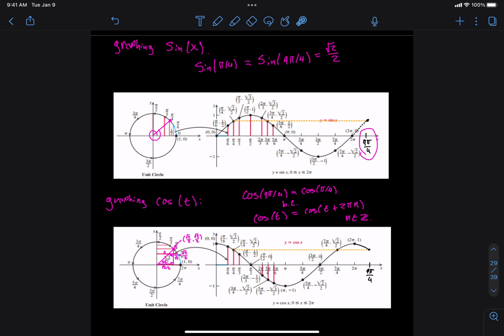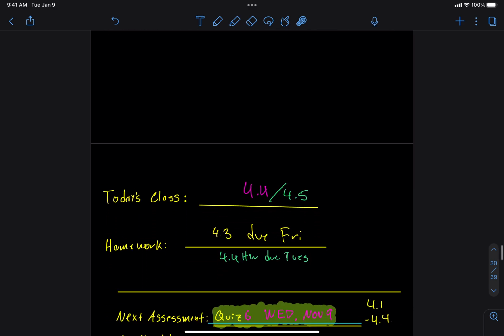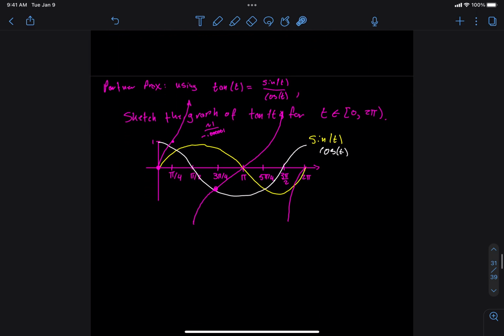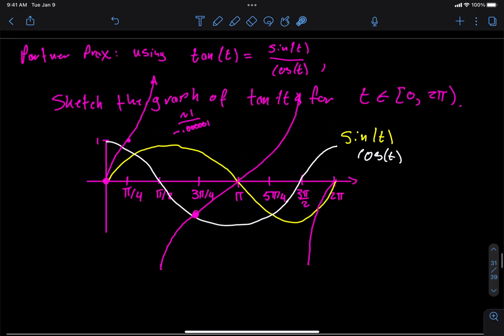Okay, doesn't seem like there are. So then what did we do? We had a partner practice where we tried to use this information that we had about the graphs of sine and cosine to get the graph of tangent, which can be seen here in pink from 0 to 2 pi. So it looks like this here, and then it comes up like this.